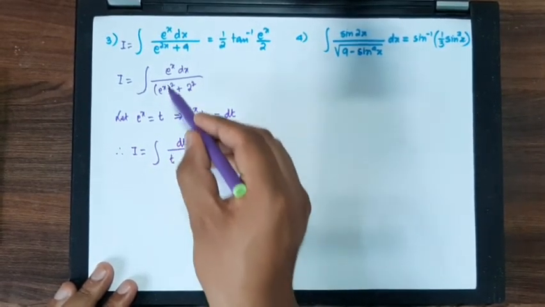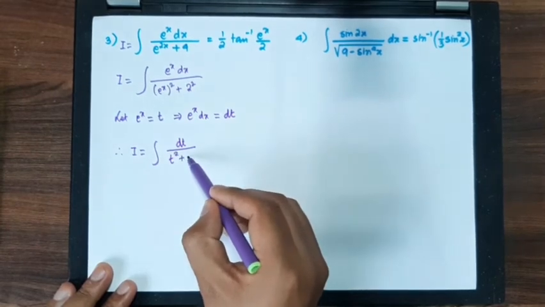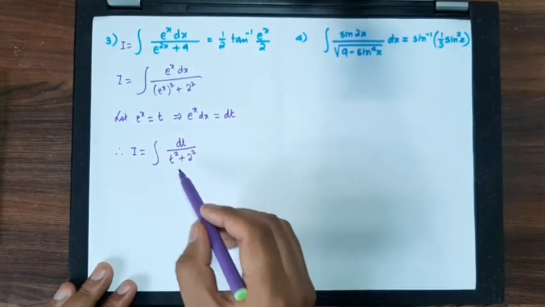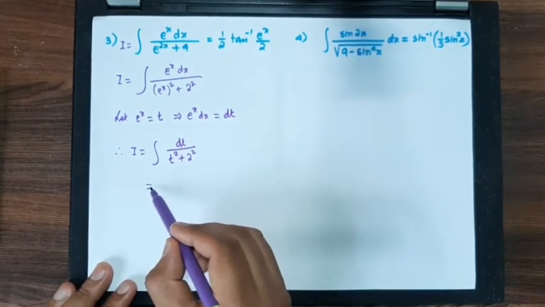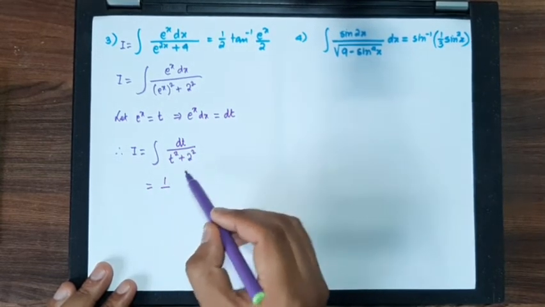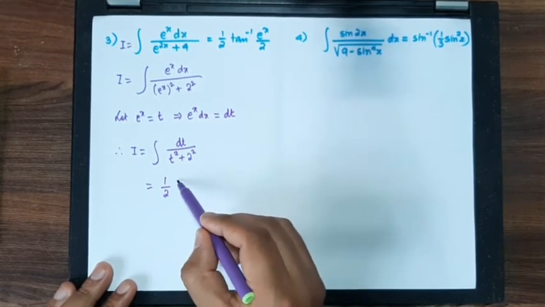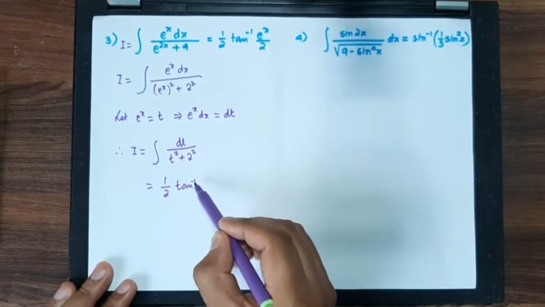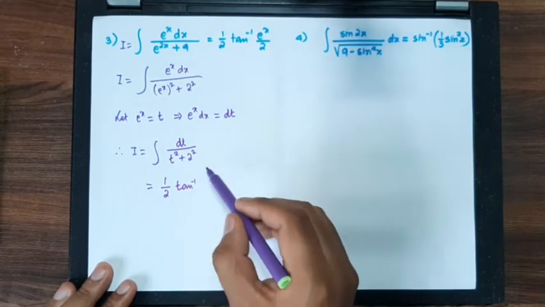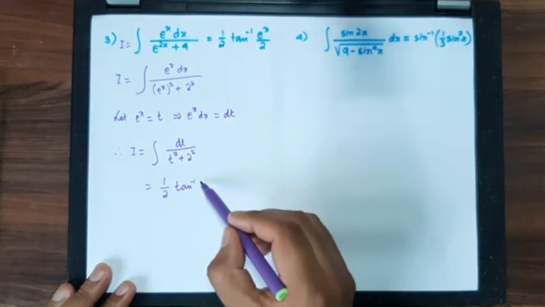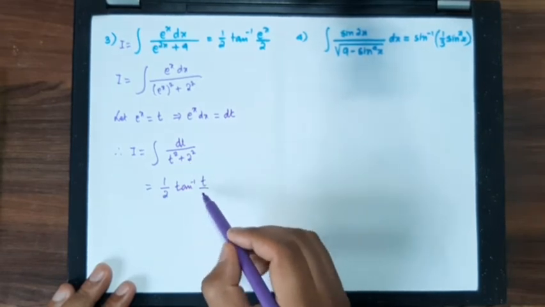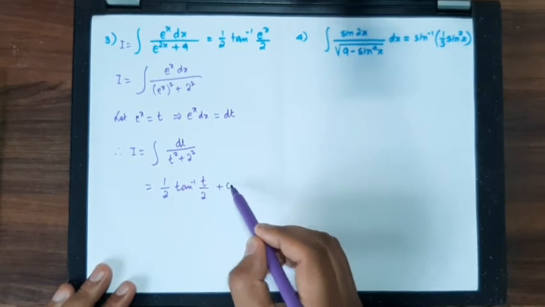So t square plus 2 square, right? And how much is this? This will be equal to 1 by a tan inverse x by a. And how much is x? x is t. And how much is a? a is 2, with constant of integration.